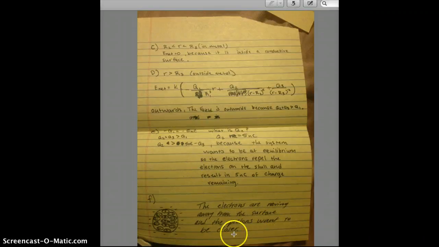And then it's asking what it would look like inside of the plastic shell right here. I would say that it would look more like this, that the positives would be on the outside of the shell, but still on the inside, and the negatives would be towards the inside because they're trying to get away from the negative charge on the outside of the plastic sphere.